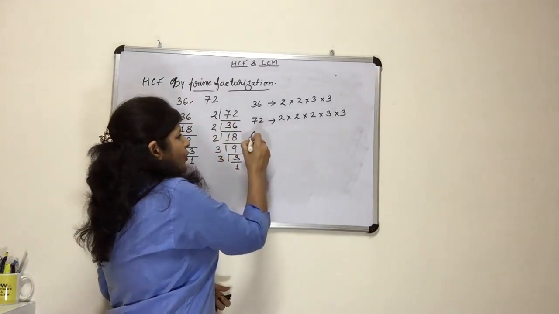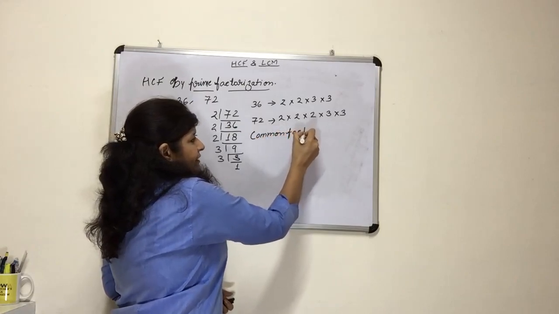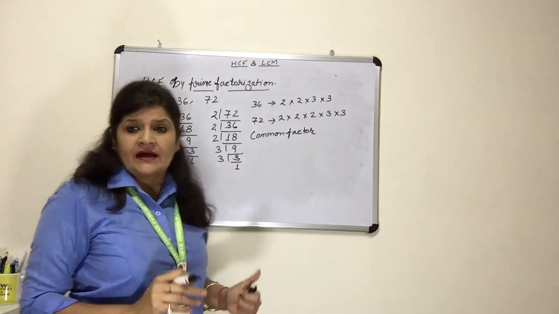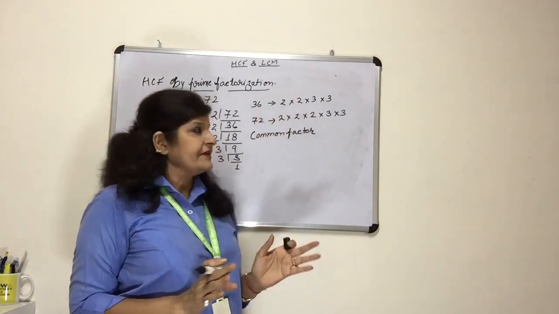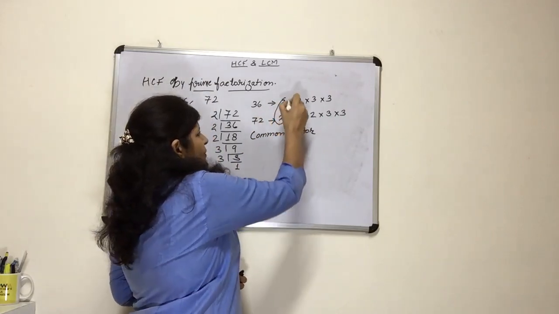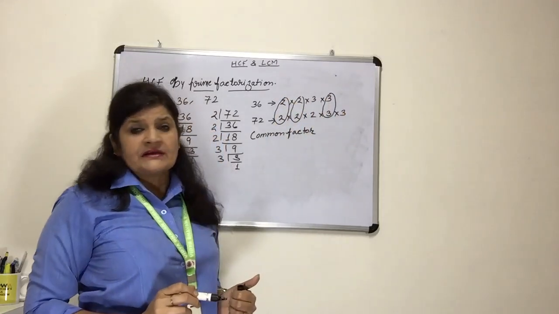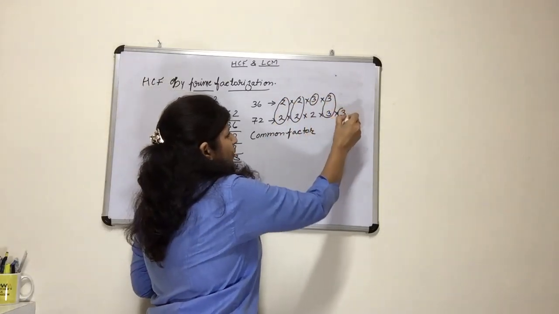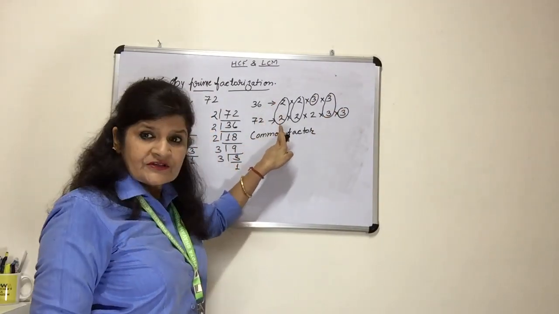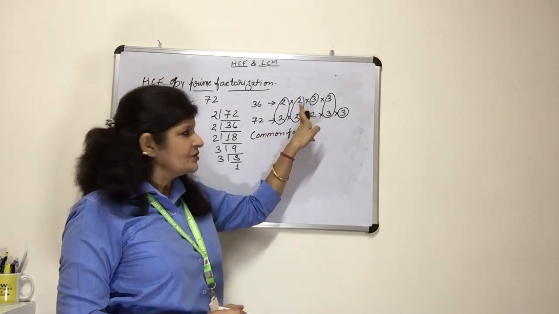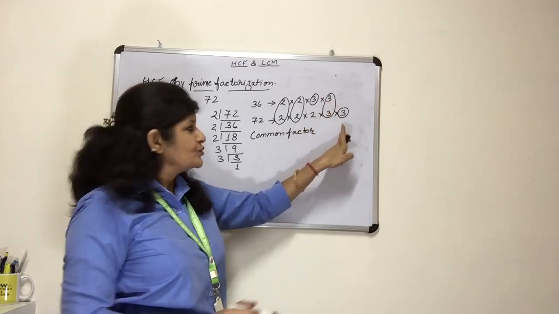Now we will find the common factor. The factors which both numbers, 36 and 72, are having. So we'll just see this 2, again this 2, and this 3. These three numbers are common and this 3 is also common, right? 36 is having 2, 72 is also having 2, 36 is again having 2, and 3, 3 two times, and this is also having 2 times 3.